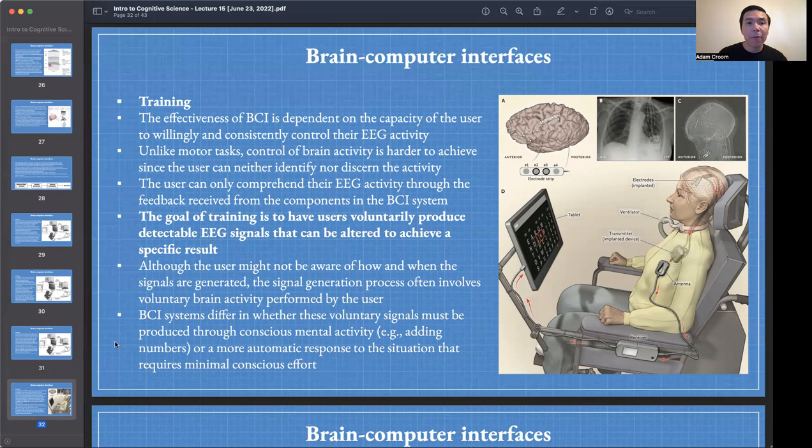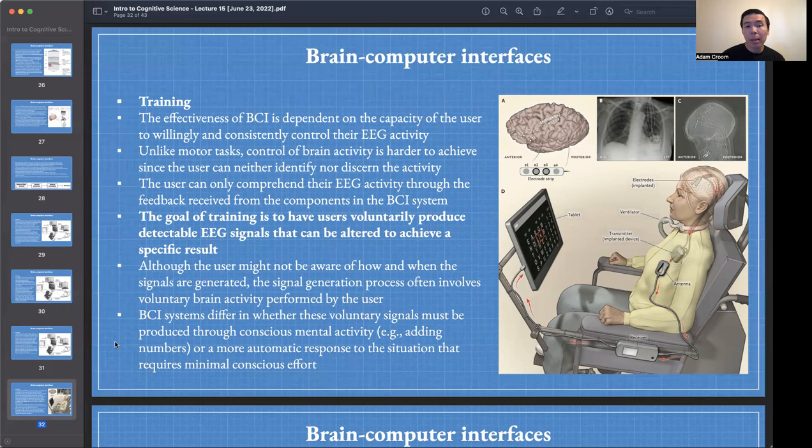The effectiveness of BCI is dependent on the capacity of the user to willingly and consistently control their EEG activity. Unlike motor tasks, control of brain activity is harder to achieve since the user can neither identify nor discern the activity. The user can only comprehend their EEG activity through the feedback received from the components in the BCI system. Importantly, the goal of training is to have users voluntarily produce detectable EEG signals that can be altered to achieve a specific result.